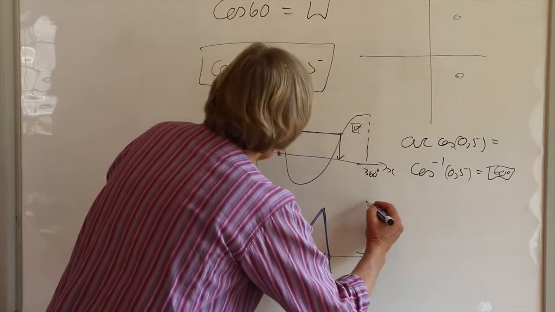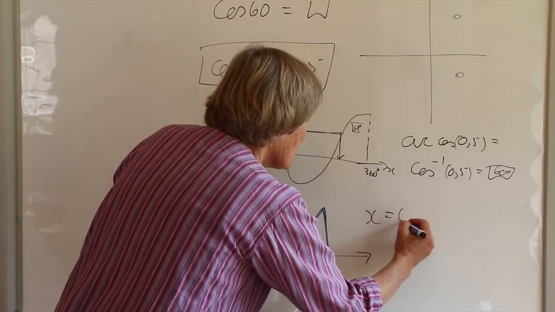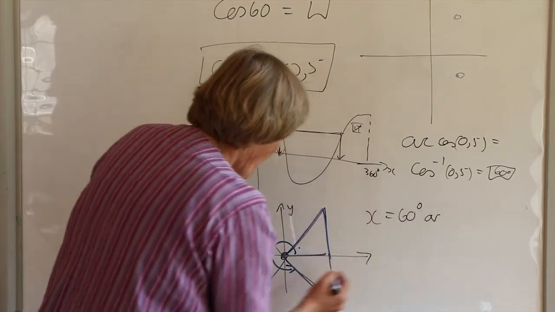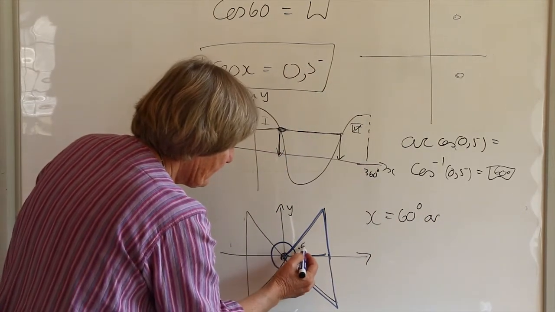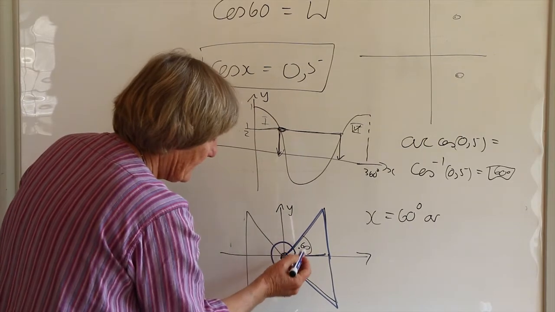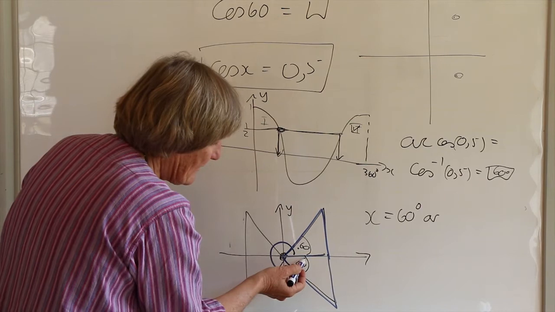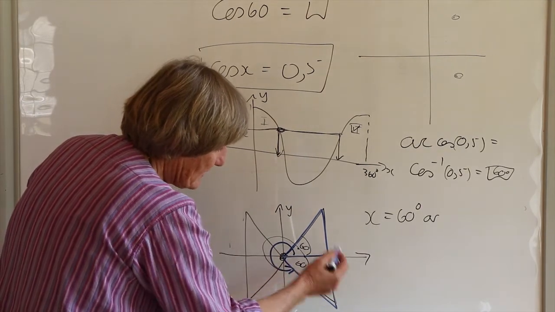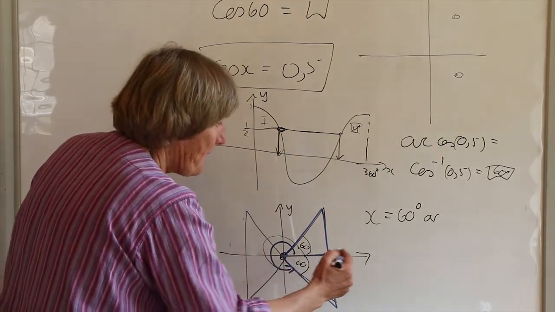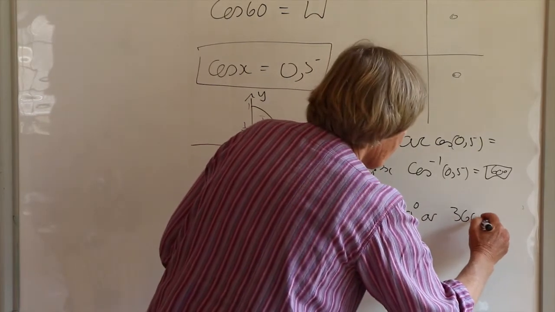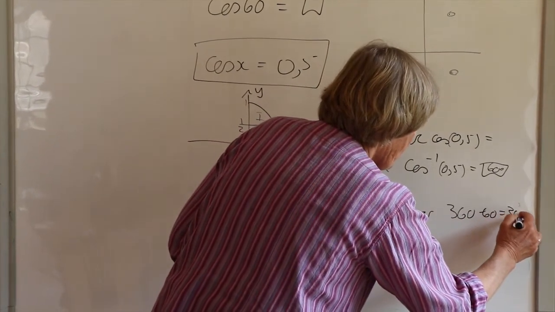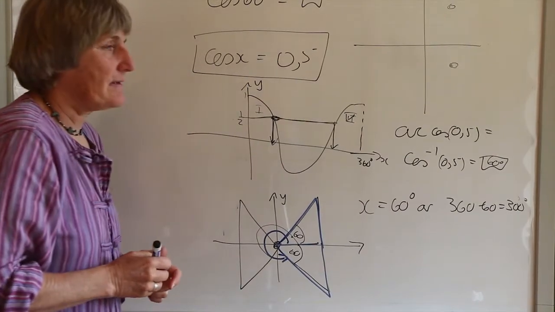So the angle x is 60 degrees, or the angle is here. This is the acute angle. It's always the angle it will make with the x-axis. So to get this angle, we just say 360, which is a full revolution, minus 60. And there we have the answer.